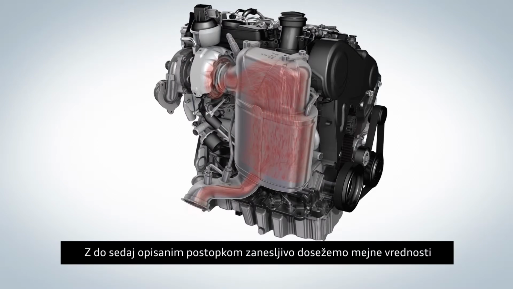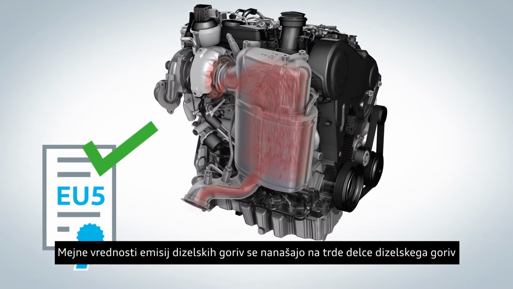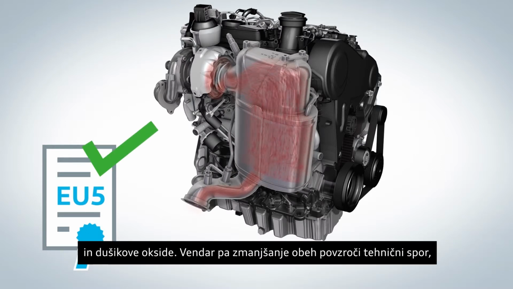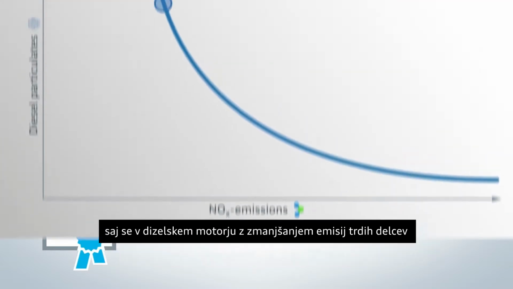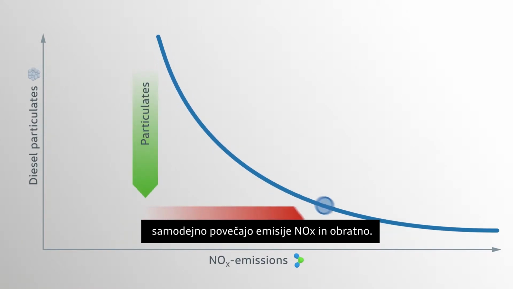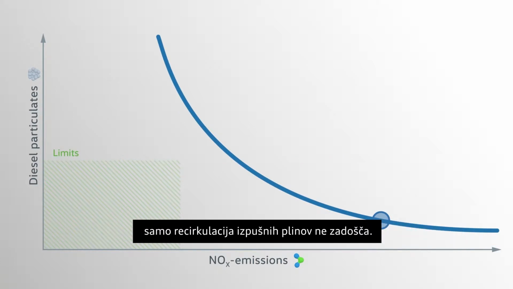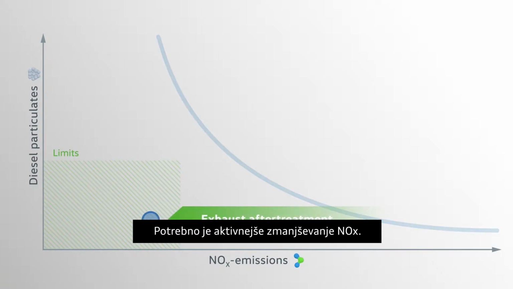The process described here reliably fulfills the exhaust limits of the former Euro 5 standard in Europe. The limits regulate both the diesel particulates and the nitrogen oxides. However, reducing them both results in a technical conflict, since with the diesel engine, a reduction of the particulates emissions automatically leads to increasing NOx emissions and vice versa. Therefore, to comply with stricter NOx limits such as Tier 2 Bin 5 in North America, exhaust gas recirculation alone is insufficient to limit the NOx. The NOx have to be reduced actively.